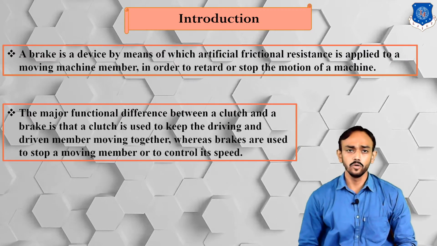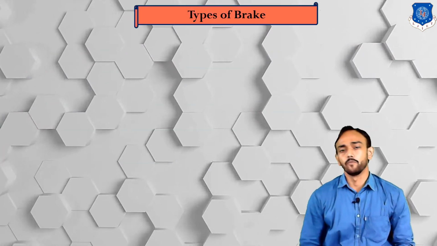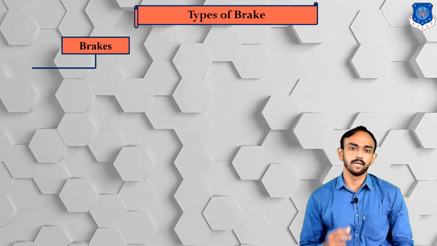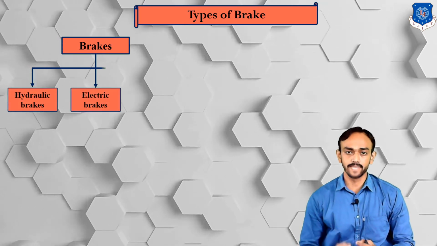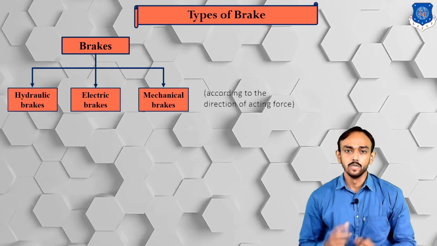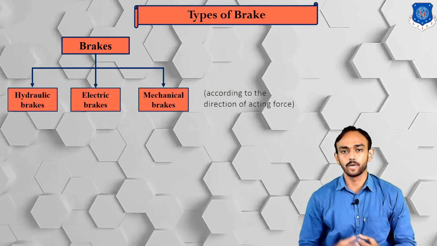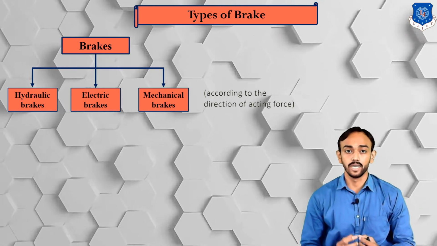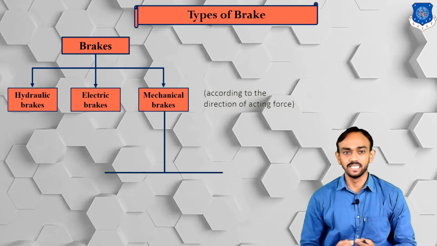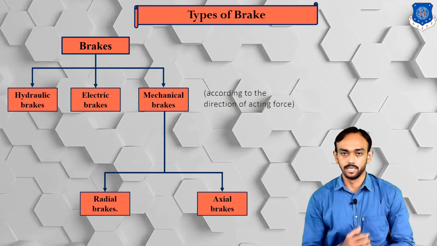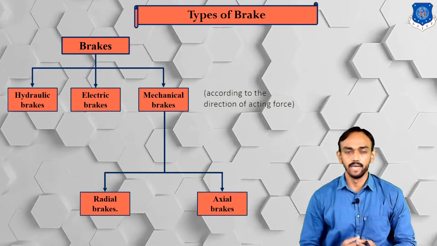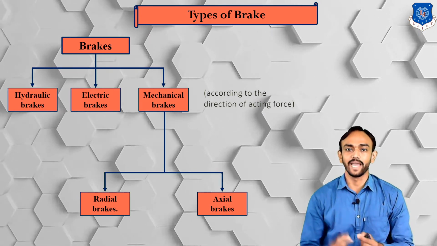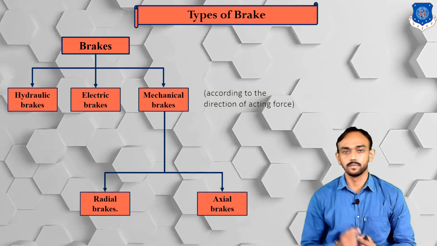So let's start understanding the types of brakes which we are going to learn in this chapter. First, brakes are classified in three categories: hydraulic brakes, electrical brakes, and mechanical brakes. In our syllabus we are going to study the mechanical brakes. According to the direction of acting forces, which may be radial or axial, there are radial brakes and axial brakes, classified according to the direction of force with respect to the axis of the drum.